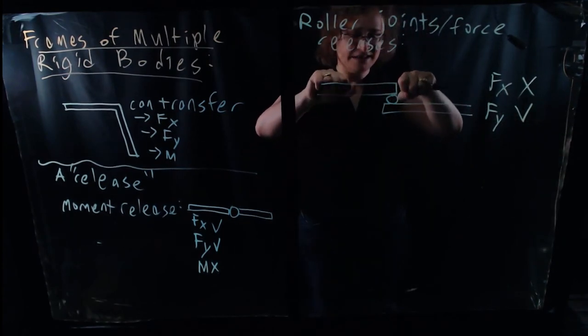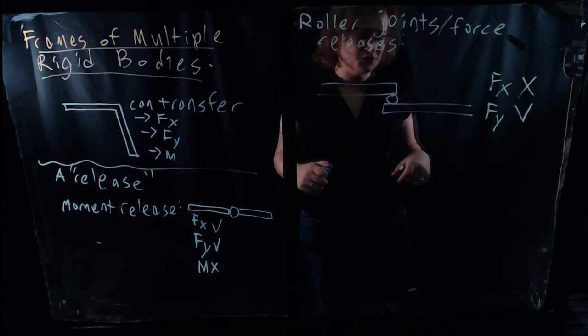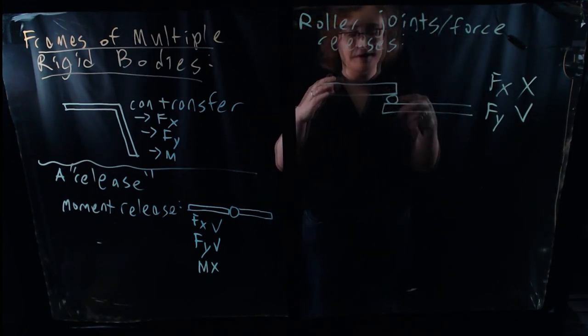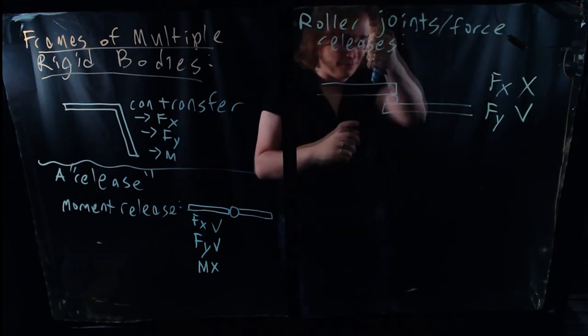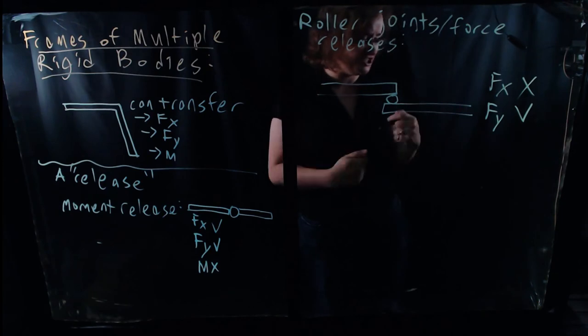If I hold onto this one and try to pull this one down, that vertical force will transfer through that joint. Again, we draw it as a simple circle, a simple roller, but realize these are usually capable of resisting forces in both positive and negative direction.